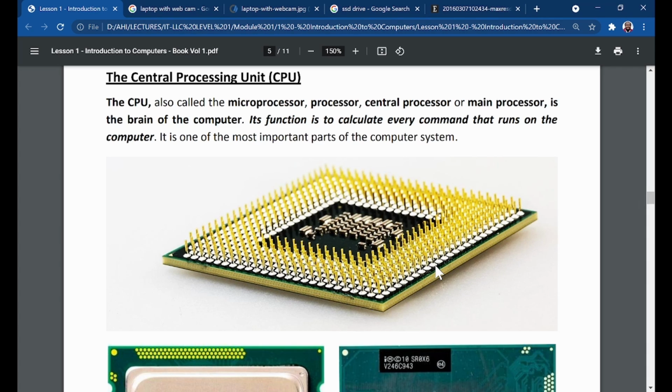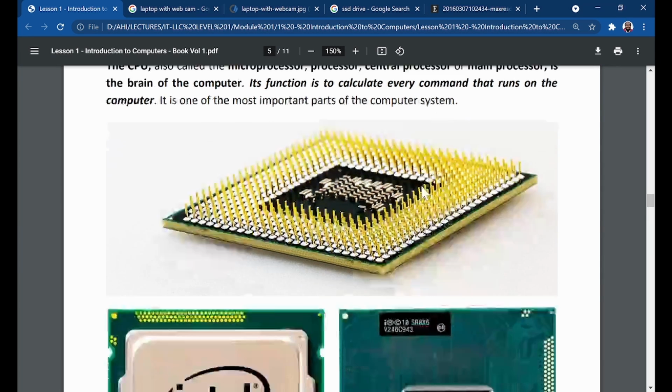This is a central processing unit. This is a technology that has changed our world. This chip here is incredible. This is what we have been able to discover as humans. This chip. Its main function is to calculate every command that runs on the computer. It is one of the most important parts of the computer system.